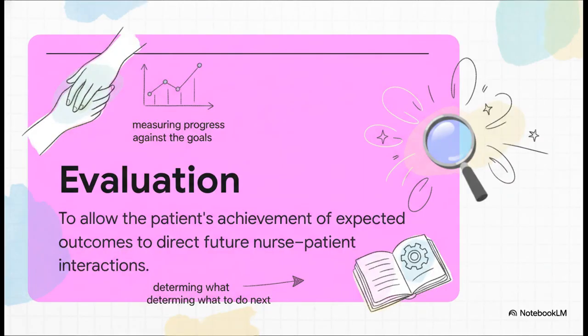So after we've done our interventions, it's time to evaluate. And check out the most important words on this slide. The nurse and patient together. This is not a one-way street. Evaluation is a team sport. You and the patient work together to see how much progress was made toward the goals you set back in the planning phase. The whole point is to figure out what's next.